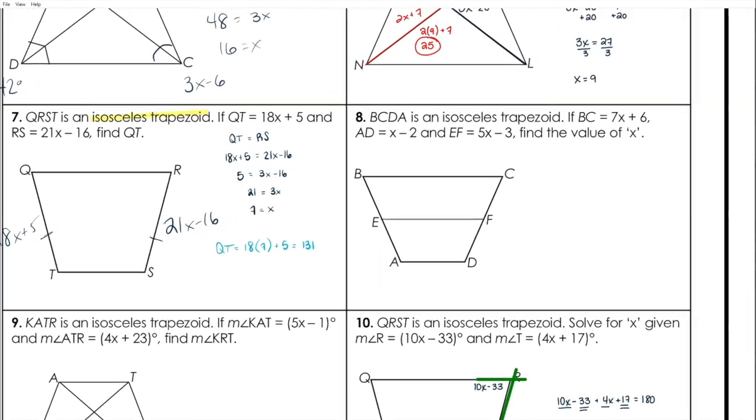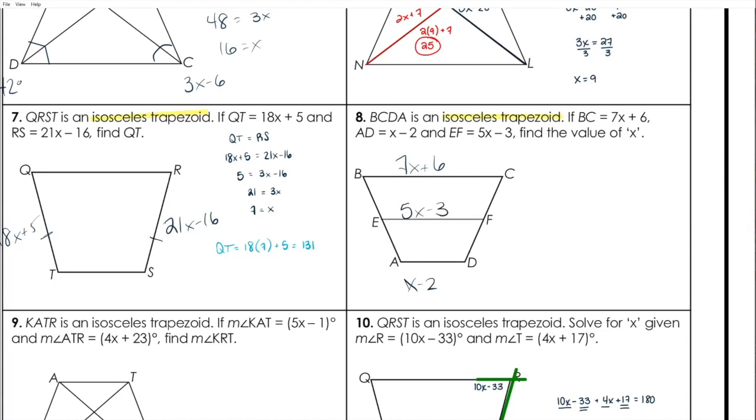All right, so BCDA is isosceles. Important that it tells us that because that unlocks all of our isosceles properties. BC is 7x plus 6, and this is what I was talking about earlier. AD is x minus 2. EF is 5x minus 3.